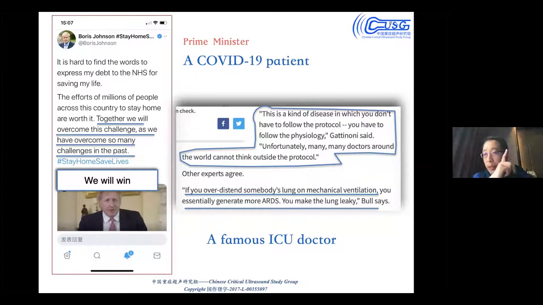And another famous sentence is from the Italian ICU doctor, named Gattinoni. In the whole process of fighting COVID-19, he said, in the past, we followed the protocol, followed the guideline. But this time, maybe in the future, we follow the guideline and the protocol, and maybe follow the physiology and the pathology. Maybe the pathophysiology is very important, especially in this epidemic of COVID-19.